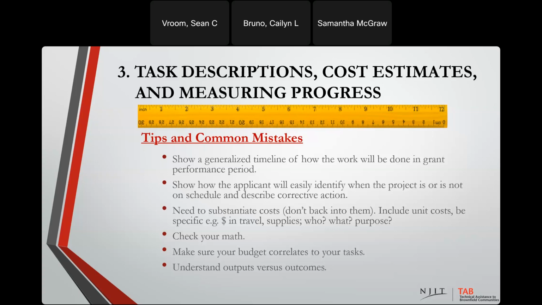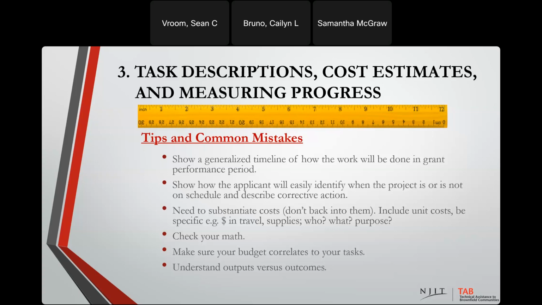You want to check your math. I know that sounds silly, but you wouldn't believe how many grant applications we get in where the math just doesn't add up, literally. So make sure that you take the time, have somebody else get a new set of eyes on all your math and have that checked.